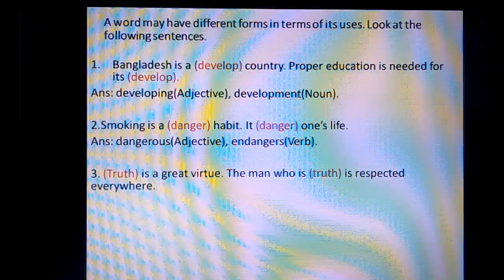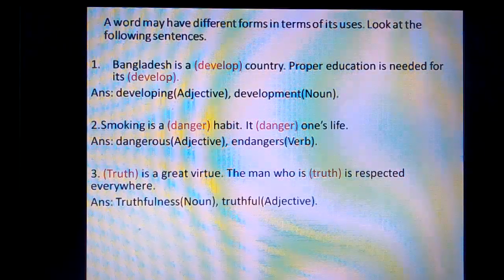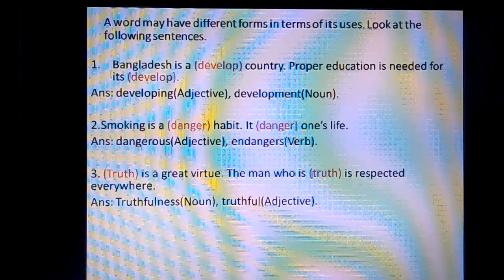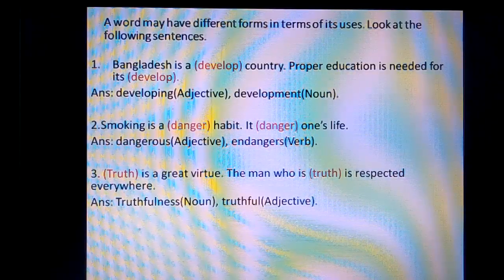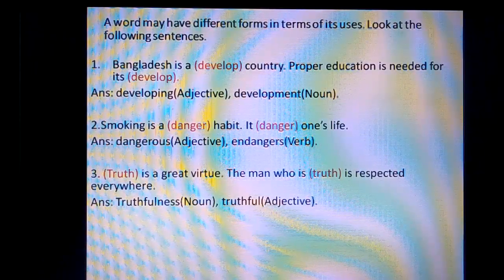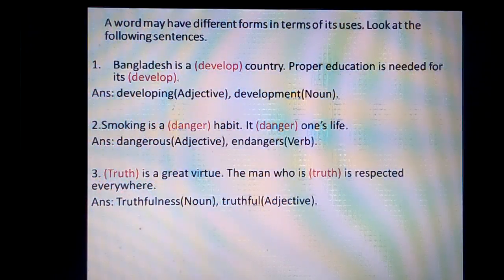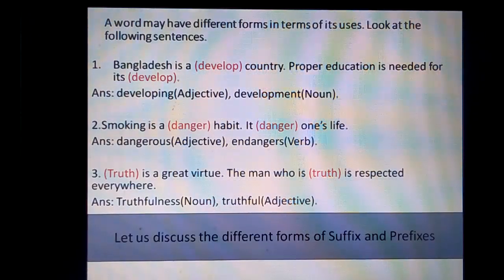Let's have a look at the example of 3. Truthfulness. You have got a noun word. Truthfulness is a great virtue. The man who is truthful is respected everywhere. Truthful is an adjective word. So you have understood that a word might have some different forms. So you need different suffixes to adjust the forms of the words, so to adjust the parts of speech of the words. Now let's discuss the different forms of suffix and prefixes.